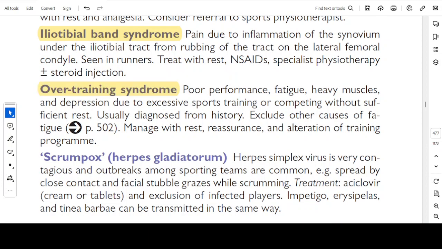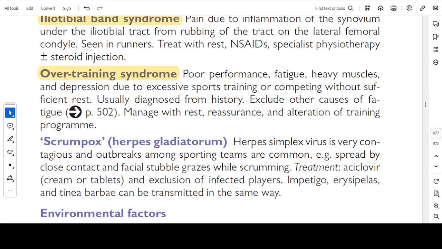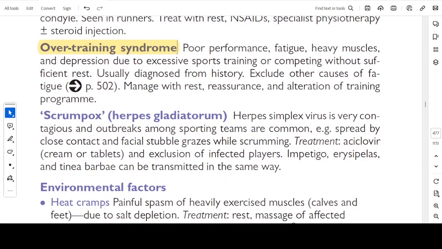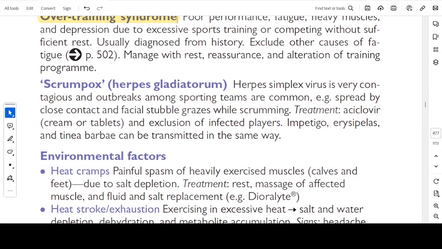Overtraining syndrome: poor performance, fatigue, heavy muscles, and depression due to excessive sports training or competing without sufficient rest. Usually diagnosed from history, excluding other causes. Manage with rest, reassurance, and alteration of the training program.